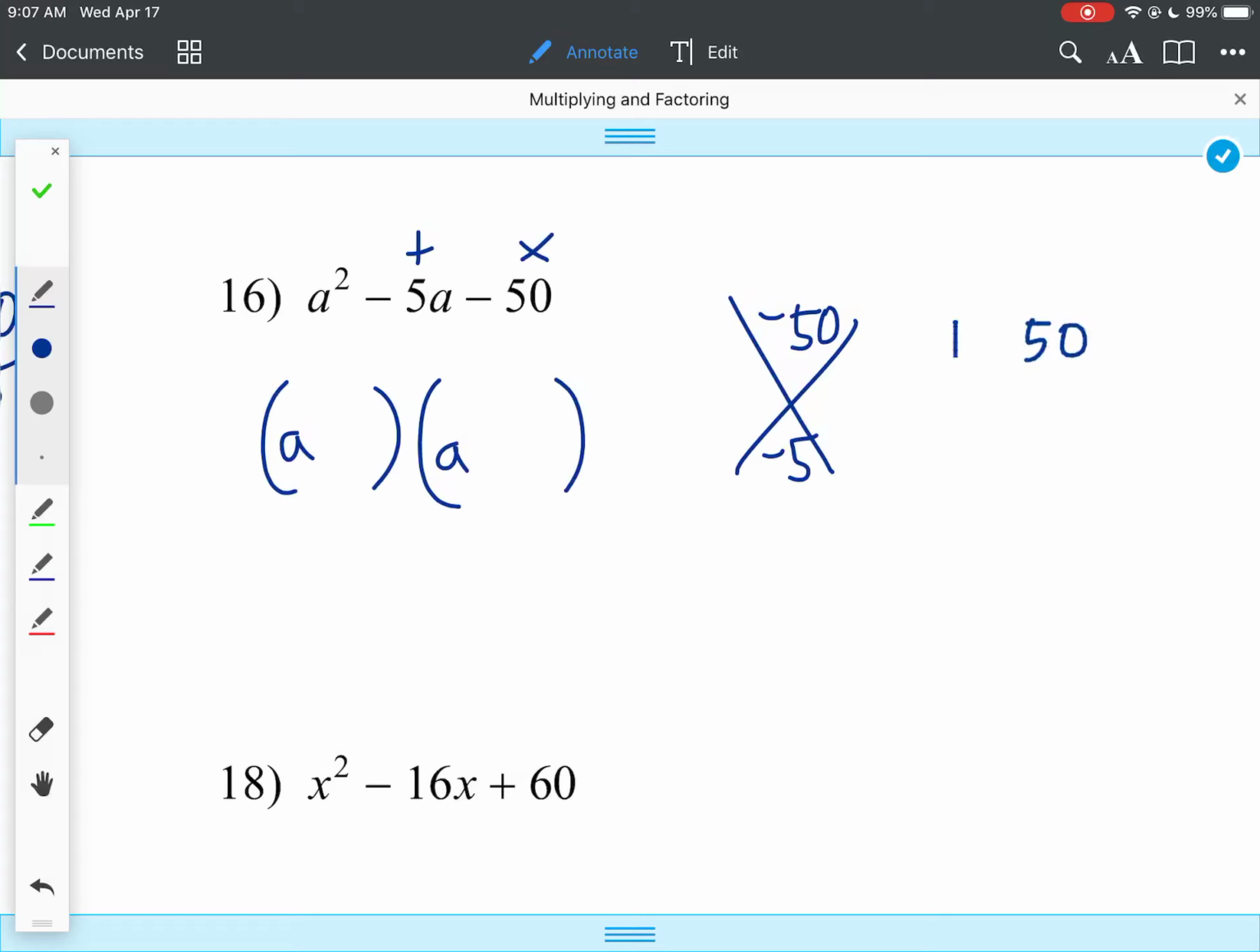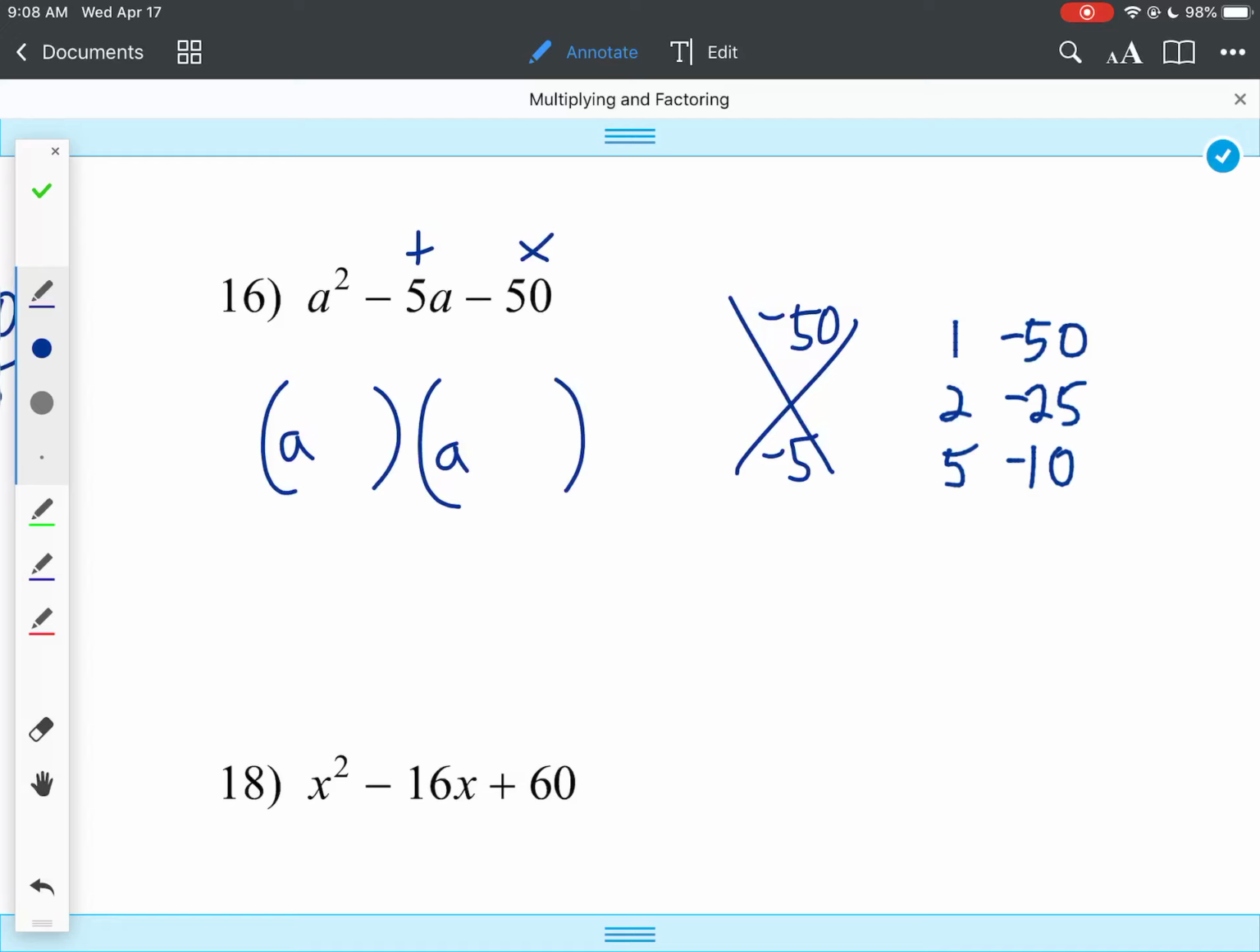1 and 50. 2, 25. Remember, use your multiplication table, or you can use the calculator and just keep dividing by 1, 2, 3, and so on. 3 doesn't work. 4 doesn't work. 5 and 10 works. 6 doesn't work. 7 doesn't work. 8 doesn't work. 9 doesn't work. 10 works, but now we're repeating. Okay, so there's our answers. And since our bottom number is negative, our bigger number has to be negative. So I'm going to put negatives on all of these.